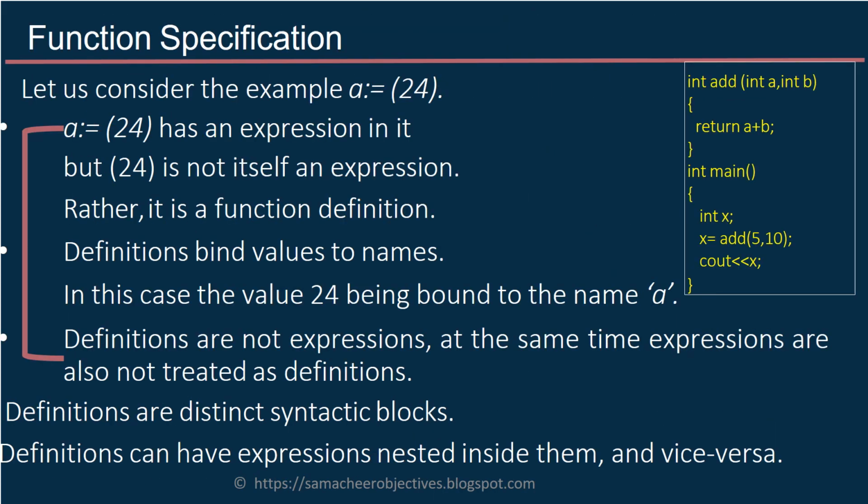Then function specification. See this example program. We have a function called add. This is the function definition. We have two input values a and b. Now you know a and b are parameters, they are the parameters. And here we have a statement return a plus b, and in main function we are calling the function add of 5 comma 10.